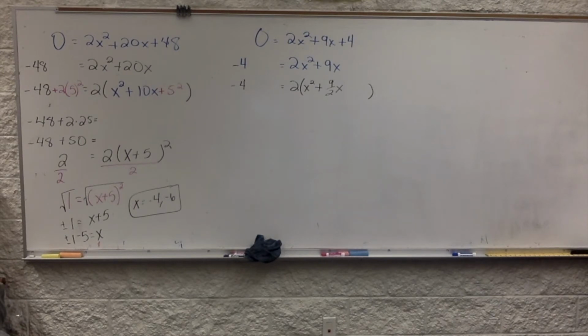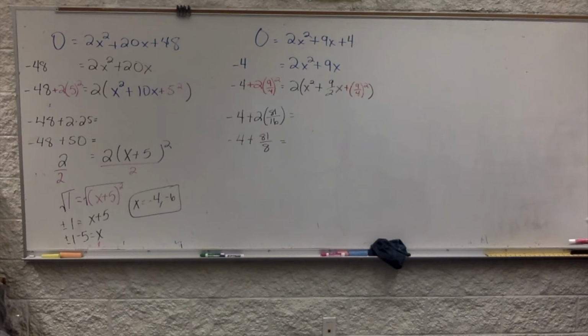Then you add half of 9 halves squared to the right side. The value that's being added is 2 times 9/4 squared. So that's what you add to the left side of the equation. Then on the left side, simplify. Be careful with the order of operations and get a common denominator when you add fractions.